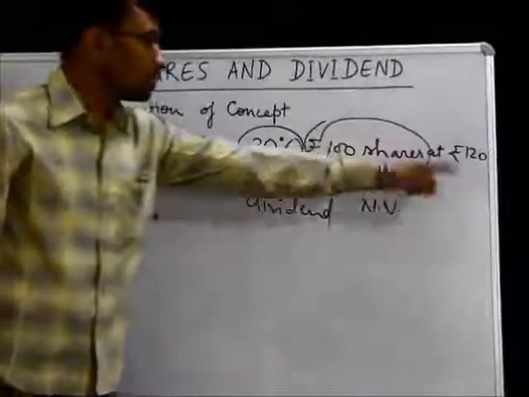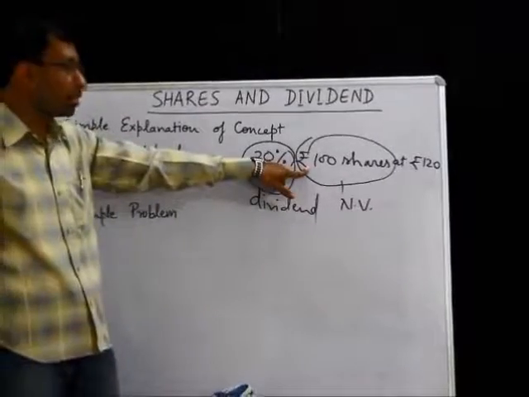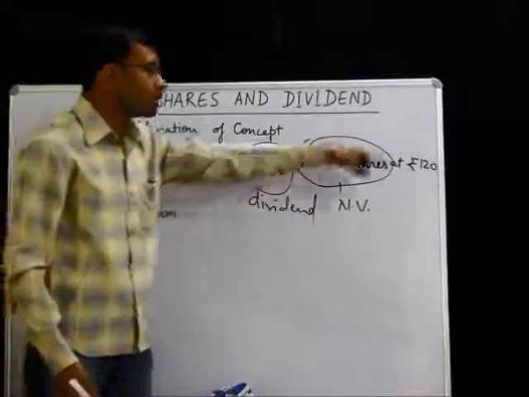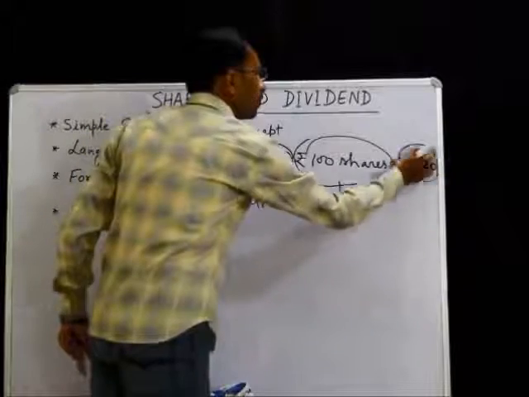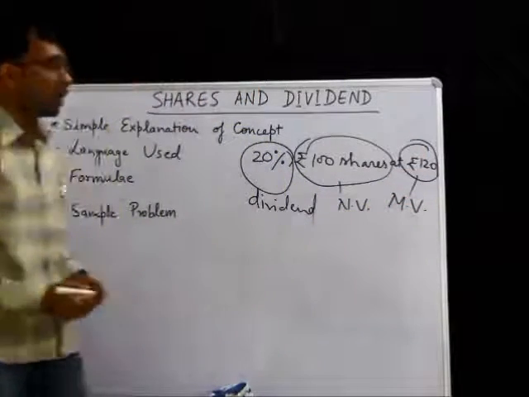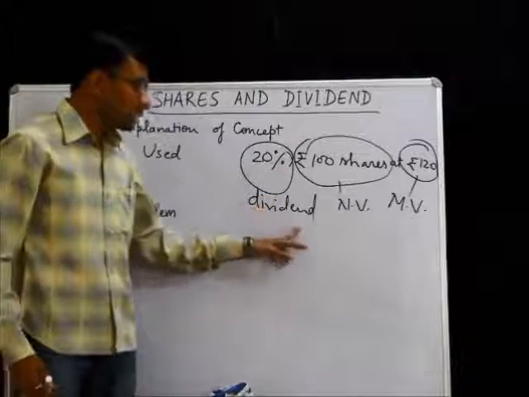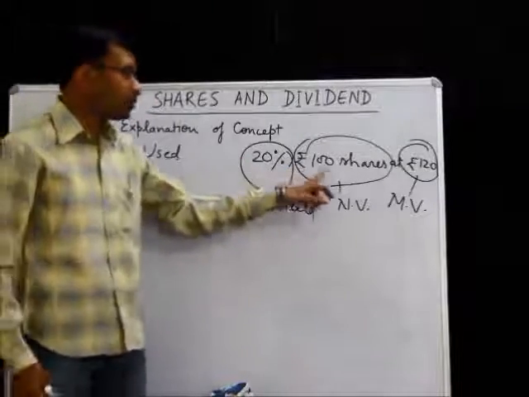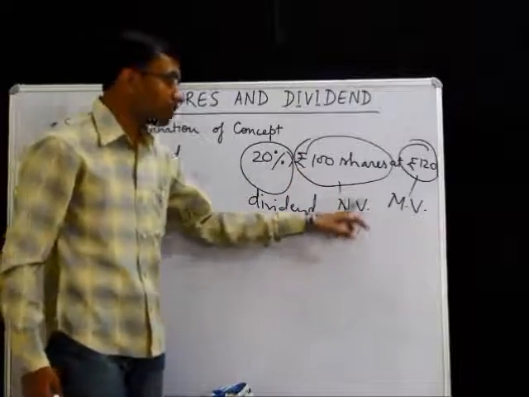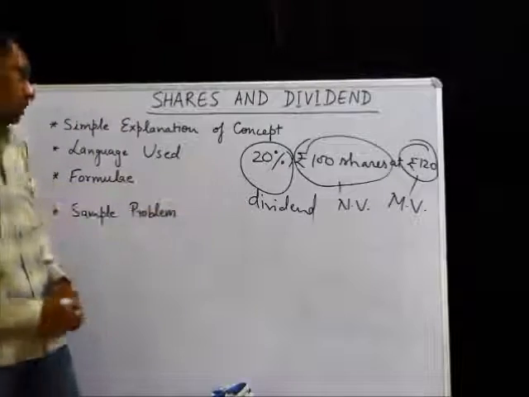And at rupees 120 means these 100 rupees shares, or the shares whose nominal value is 100 rupees, are now being sold at 120 rupees. So this 120 rupees is nothing but the market value of the share. So whatever comes first, the percentage, this will be the dividend. After that, whatever rupees are written, these will be the nominal value, and the last whatever is written, that will be the market value. So let us take another example.